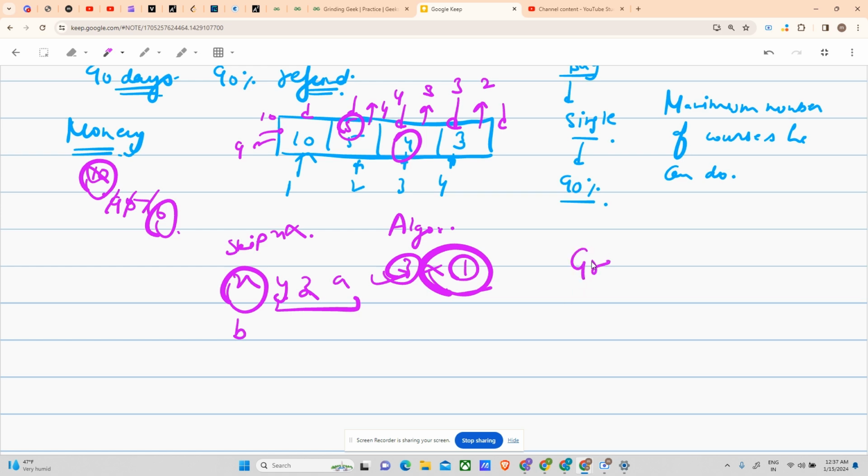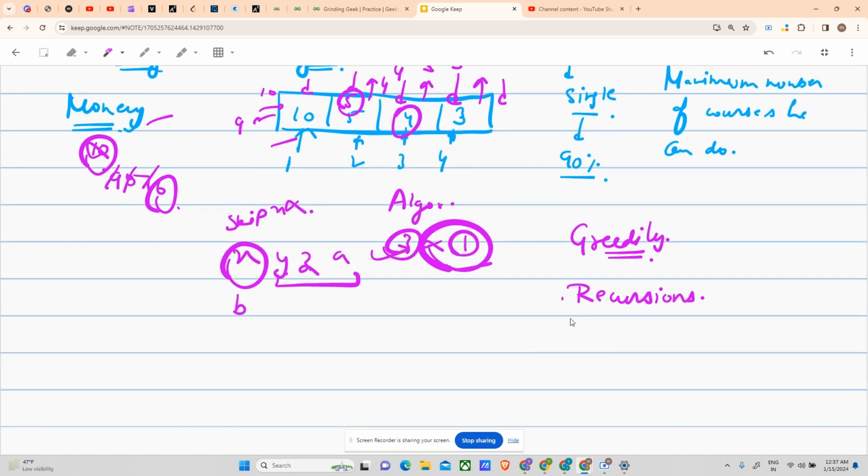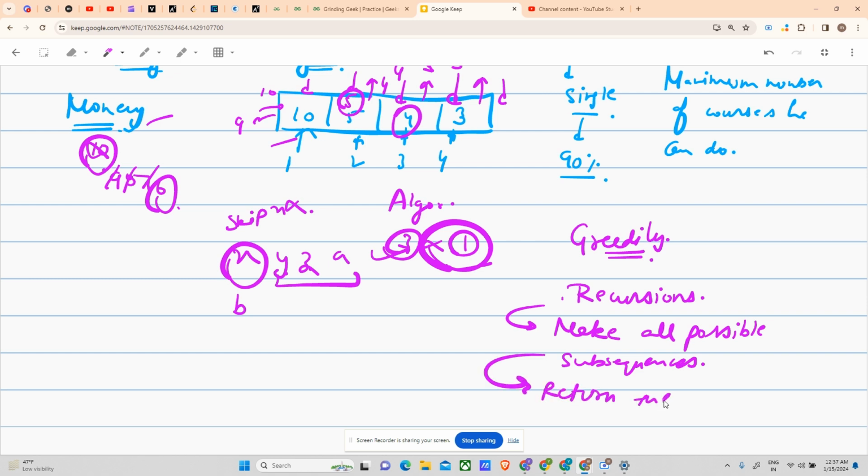Okay. So I think you are getting the hang of it, that you cannot move greedily. So how can you pursue this question? You have to use, what can I say, recursion. Try all possible sequences that are possible for the given amount of money and the cost array. So it will be solved using recursion, and recursion will state that make all possible subsequences and then return the answer by checking the maximum.